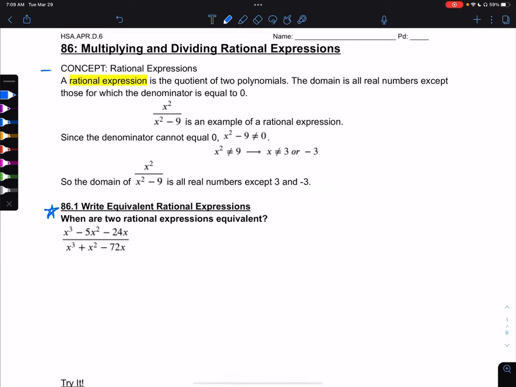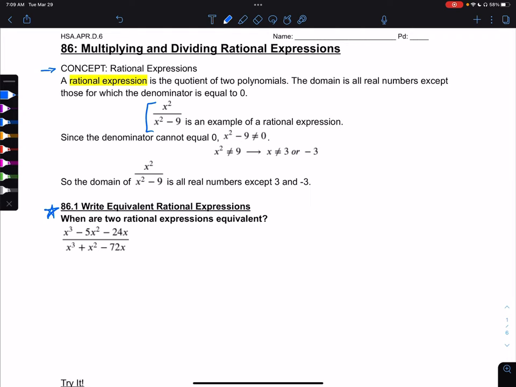If we do go back up to the concept though, we talk about rational expressions, which is going to be the quotient of two polynomials, and then the domain is all real numbers except those for which the denominator is equal to 0. We should know this, we've covered this in some previous sections. So x squared over x squared minus 9 is an example of a rational expression. And since the denominator cannot equal 0, you can set the denominator not equal to 0 and solve it. So you'd find that x cannot be 3 or negative 3. So the domain would be all real numbers except 3 and negative 3.